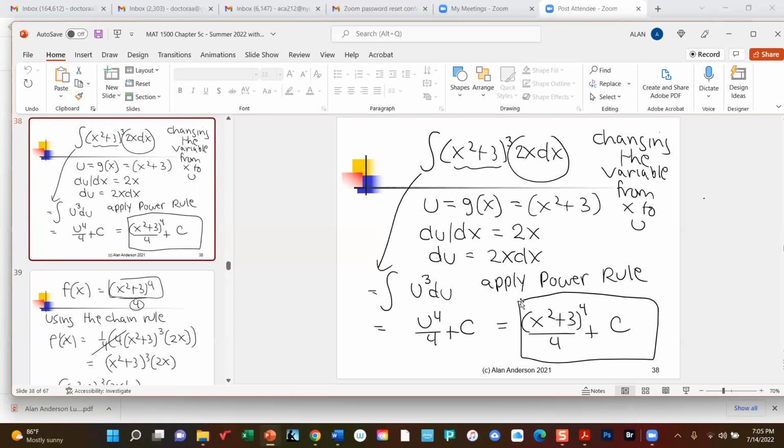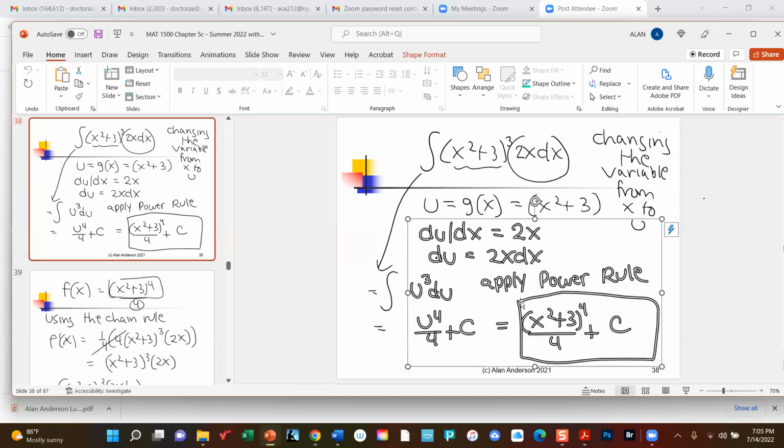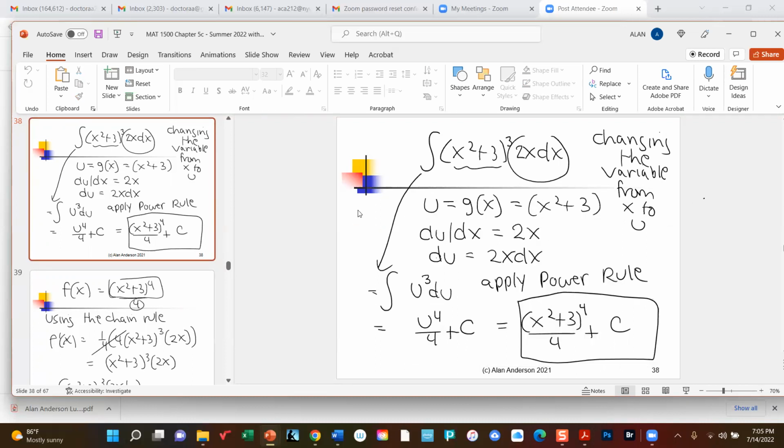Because if you look at the original equation, it looks like a mess, and it is. But if you look at the substitution that we've made, all of a sudden we have something very simple. X squared plus 3 cubed is now replaced with u cubed. Okay, so if u was x squared plus 3, x squared plus 3 cubed is therefore u cubed. And of course, because of the choices that we made, du is 2x dx, which is right here and circled right here.